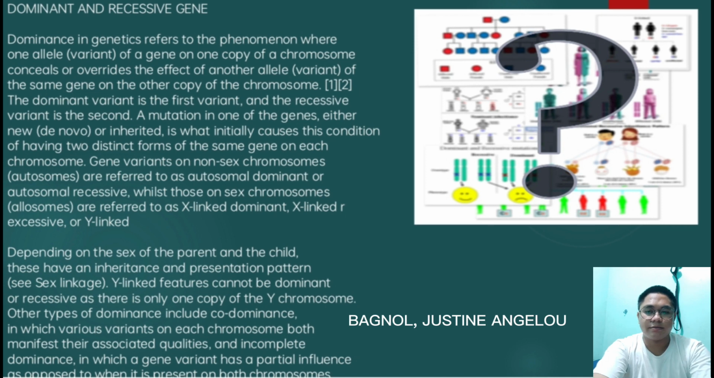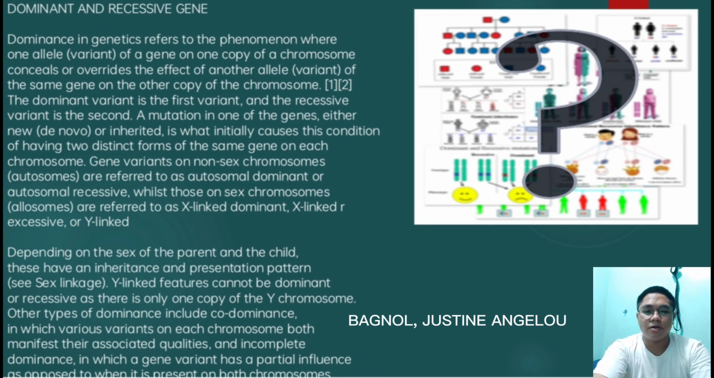The first variant is the dominant variant, and the second variant is the recessive variant. This phenomenon of two separate forms of the same gene on each chromosome is caused originally by a mutation in one of the genes, either new or de novo, or inherited.